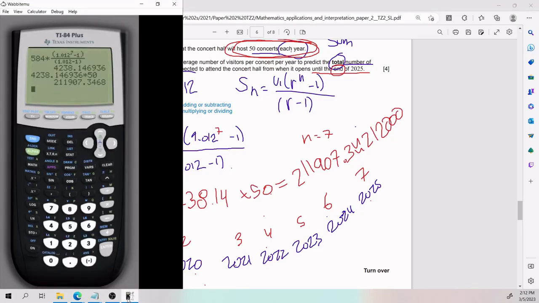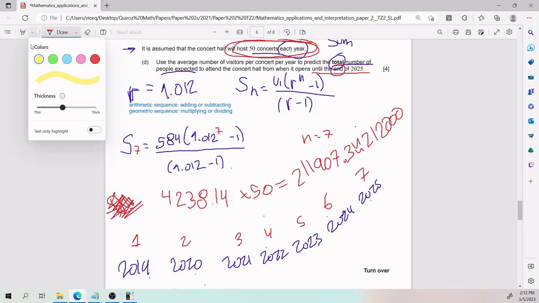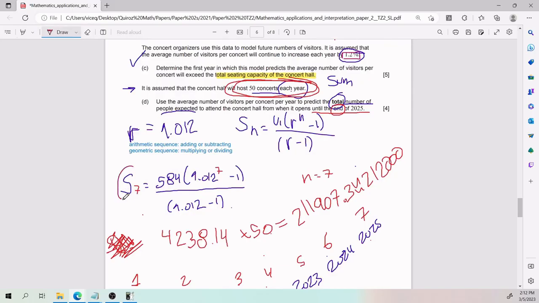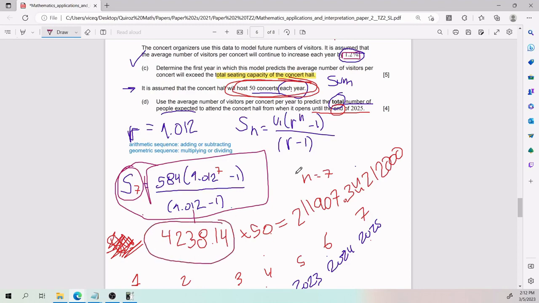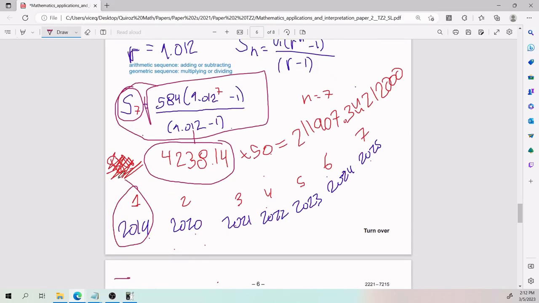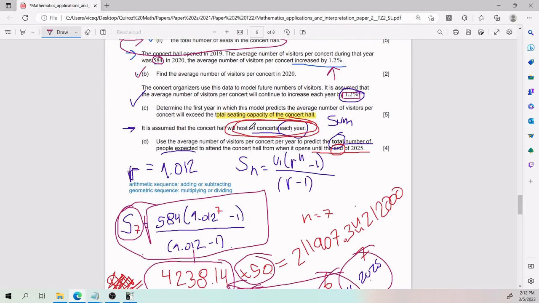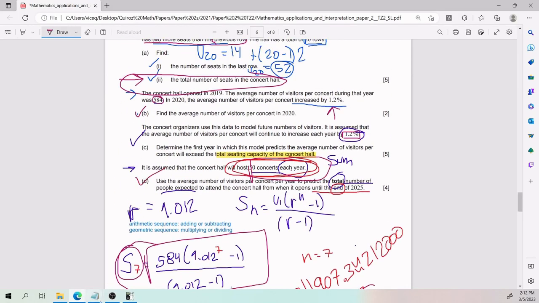All right, I feel like I might have not explained it the best way at the very end, so let me go there once again. Point is, this S7 here, which gave me that number there, is the amount of people that attended one per year. So if I take the sum of 2019, 2020, 2021, 2022, 2023, 2024, 2025, it's going to give me that number there. Okay? And the reason I multiply by 50 is because there are 50 concerts each year. And that is part D.